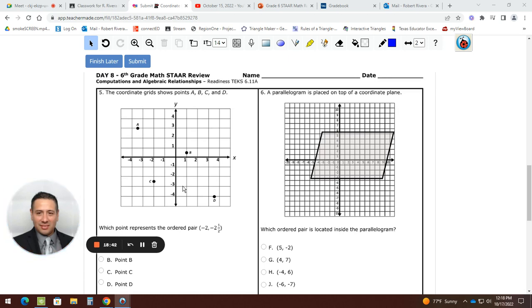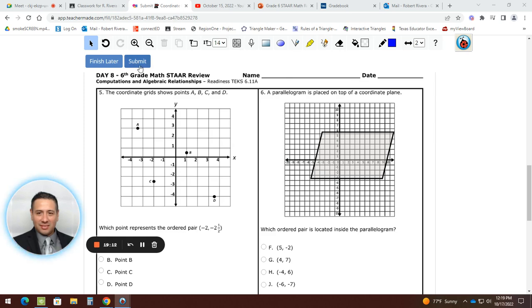Number 6, I'm also not going to do anything because I think you get the point. I'm going to grab letter F, letter G, letter H, and letter J. And then they want to know which one is inside the parallelogram. So would you choose something that is on the outside? No. You have to choose one of these points. One of these ordered pairs will be inside the parallelogram. Any questions?